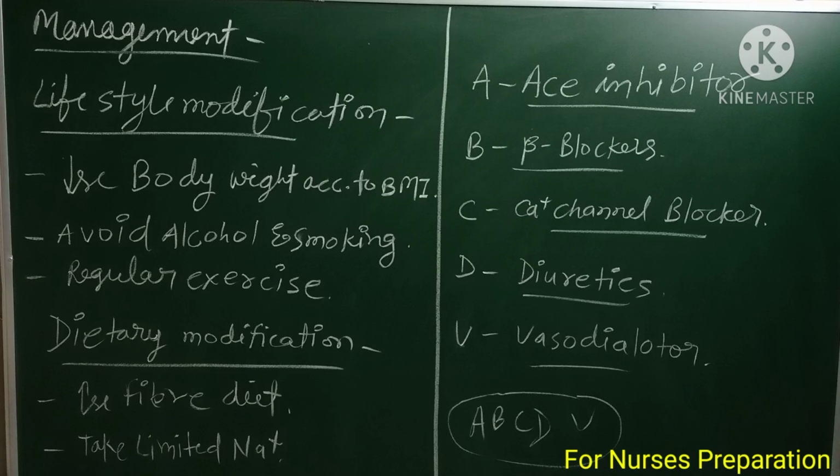Pharmacological interventions. To remember the drugs that are used in the treatment of hypertension, remember this mnemonic A, B, C, D, V. A stands for ACE inhibitors, B beta blockers, C calcium channel blockers, D diuretics, V vasodilators. All these five groups of medicines are mostly used in the treatment of hypertensive conditions. ACE inhibitors, beta blockers, calcium channel blockers, diuretics and vasodilators. You can take a screenshot for your revision.